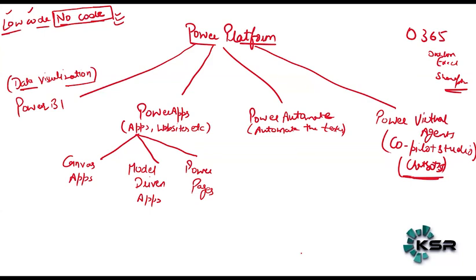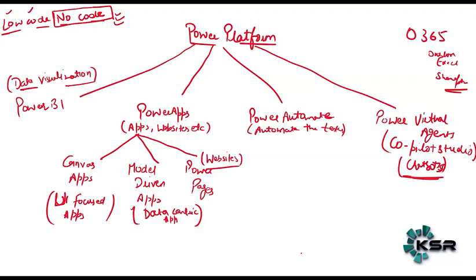Basically, with the help of Canvas apps, guys, you will be able to create UI focused apps. What I mean is that in Canvas apps, you will have complete control over the UI. We will see how we can build that in the course. In model-driven apps, it is data centric. So the UI here is of less concern. Mostly it is for managing the data. And with the help of Power Pages, guys, you can create external user facing websites. Clear?